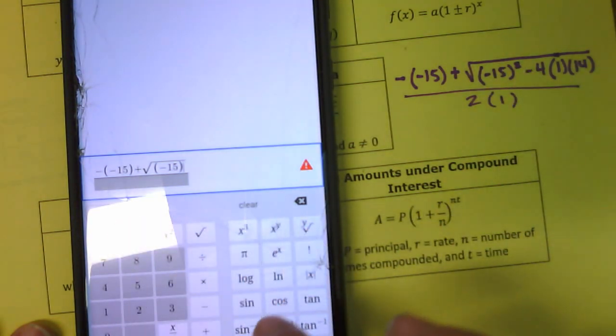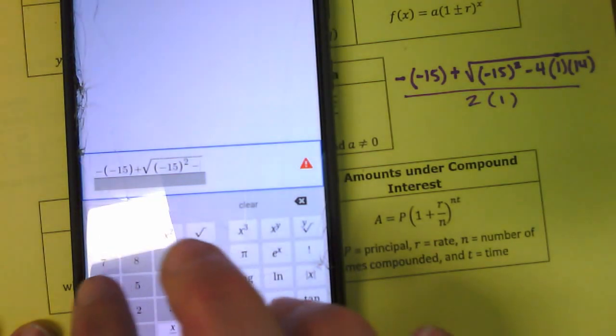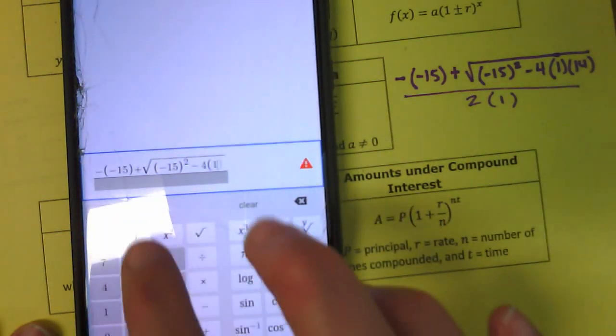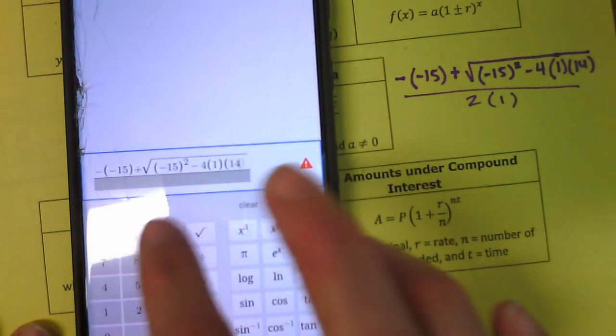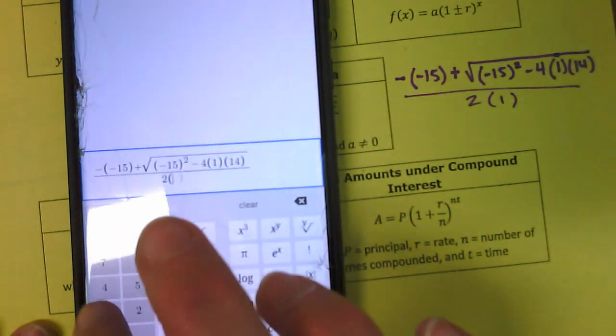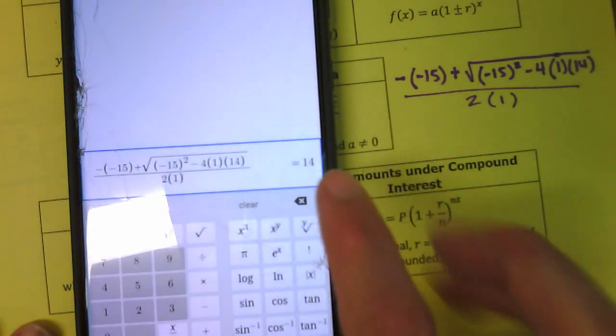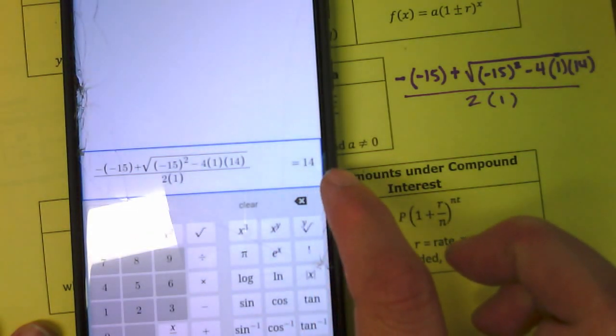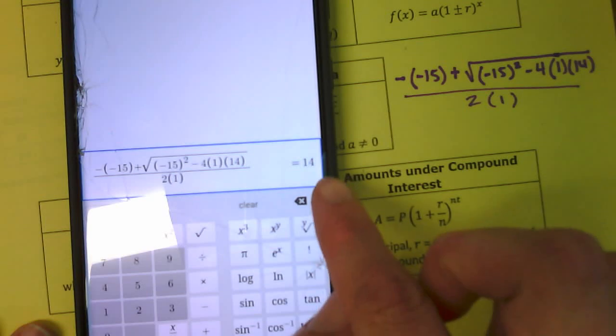I square that, and then I have -4, parentheses for the 1, parentheses for the 14, close those parentheses. In the bottom, I have 2 times 1. Okay, it gives me my answer of 14. That's one of my solutions.